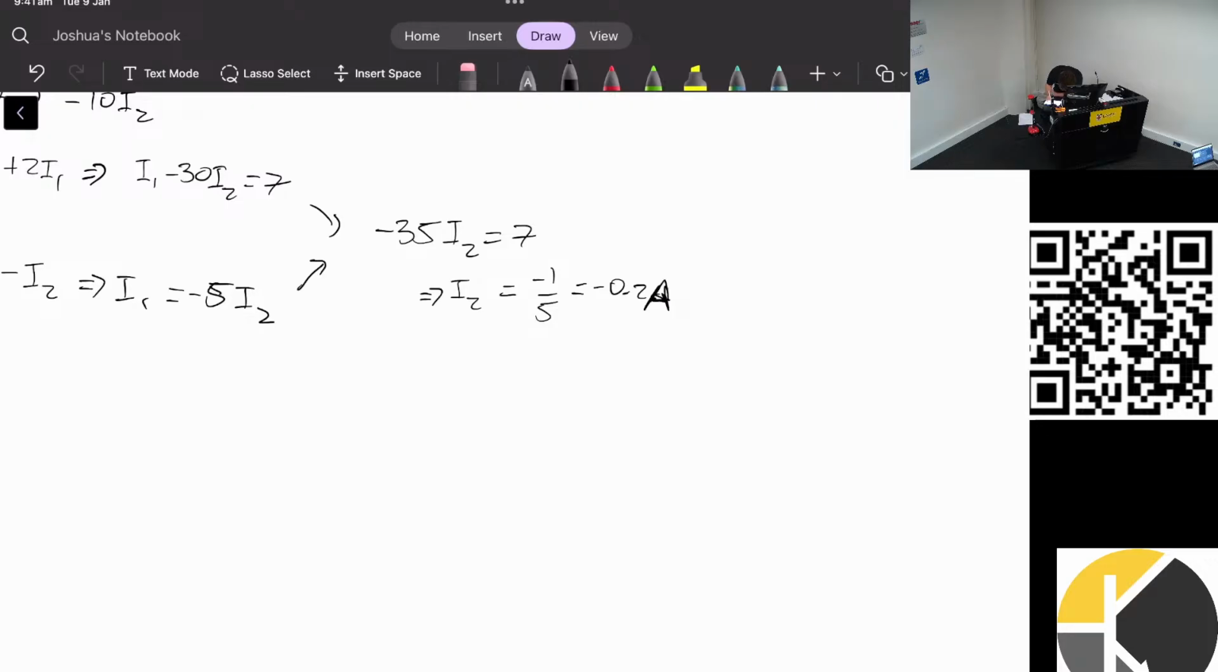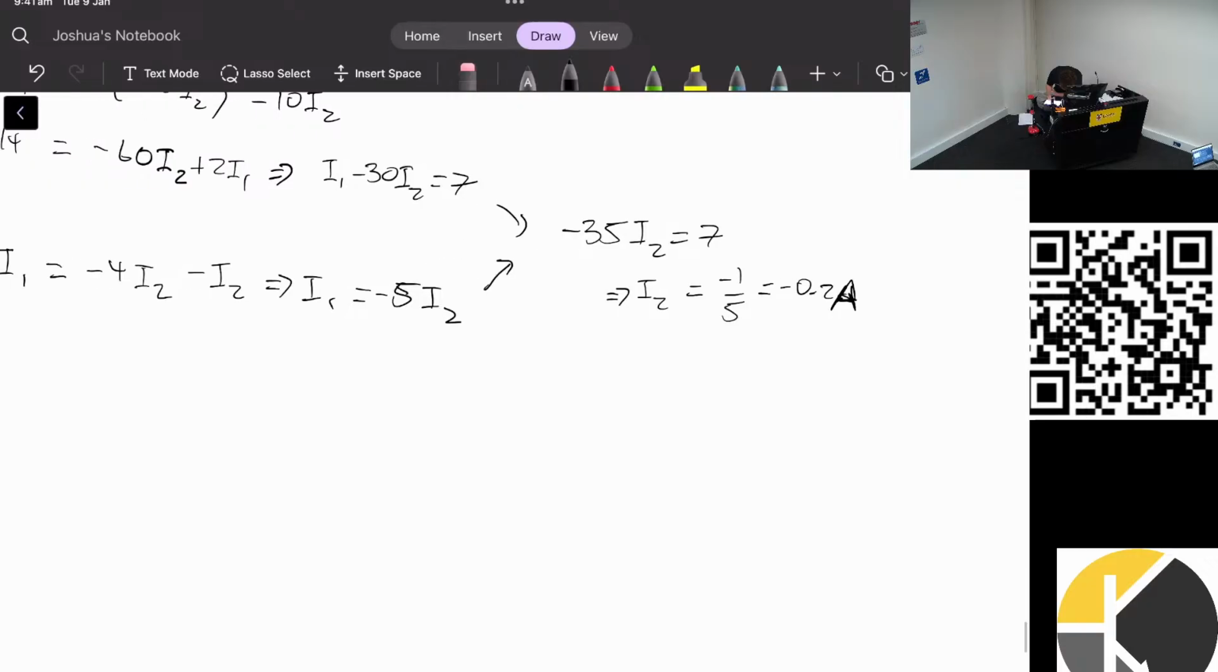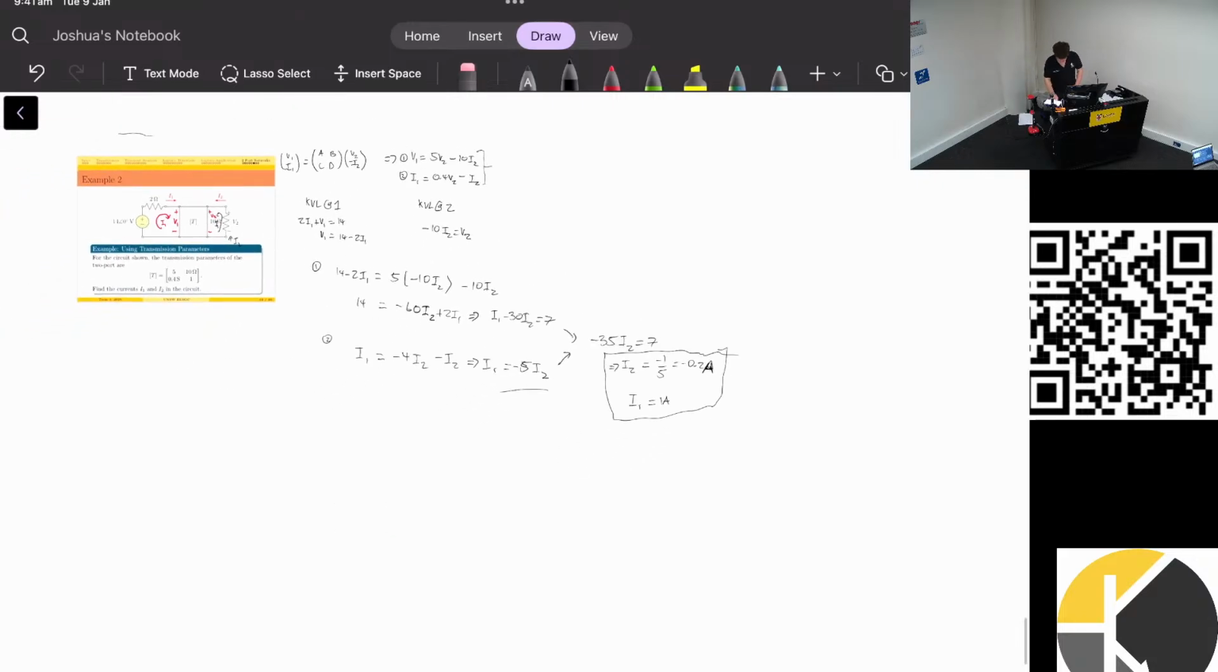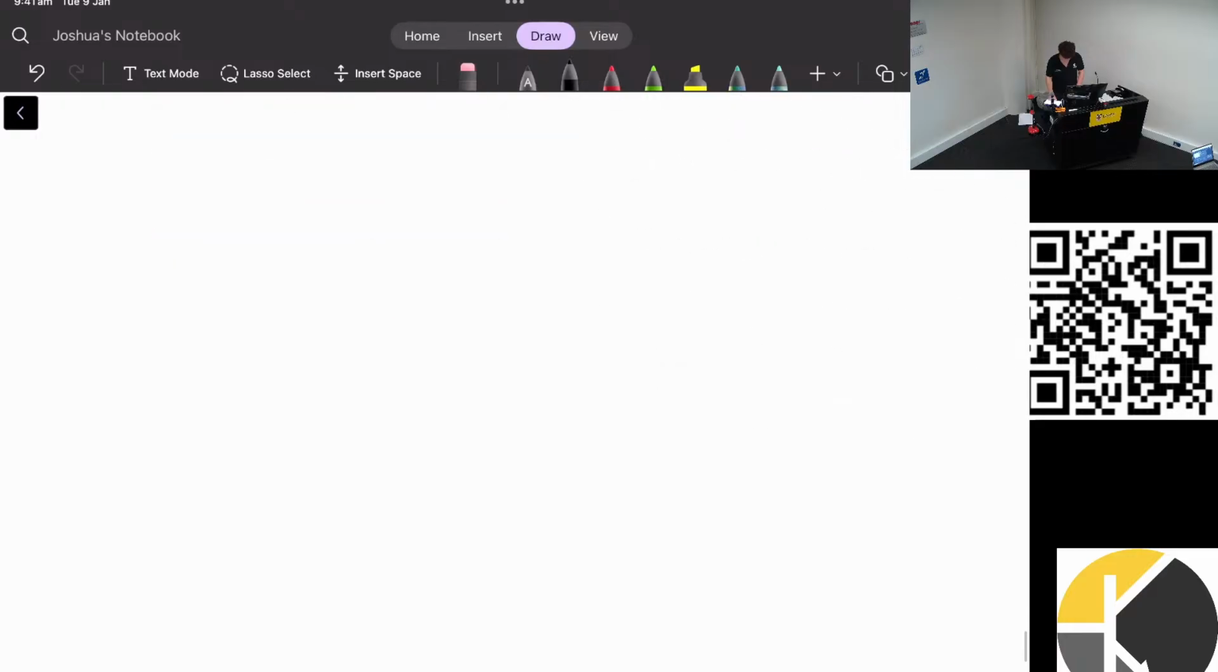Okay, that's I2. And then for I1, we can just sub it back into this equation. And we figure out I1 equals 1 amp. That is our solution. Any questions? Going good. Okay. Now let's keep going.